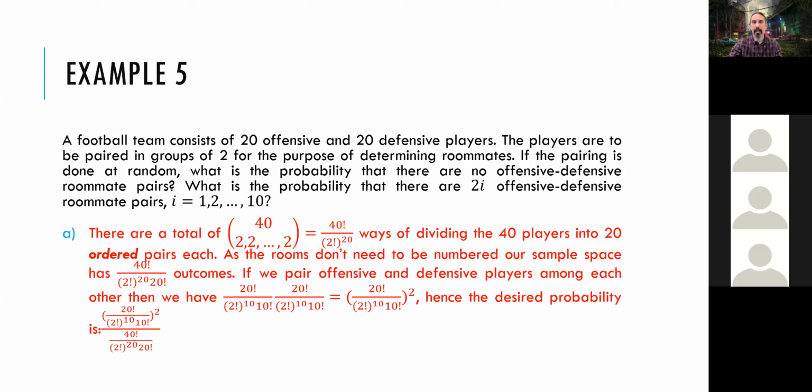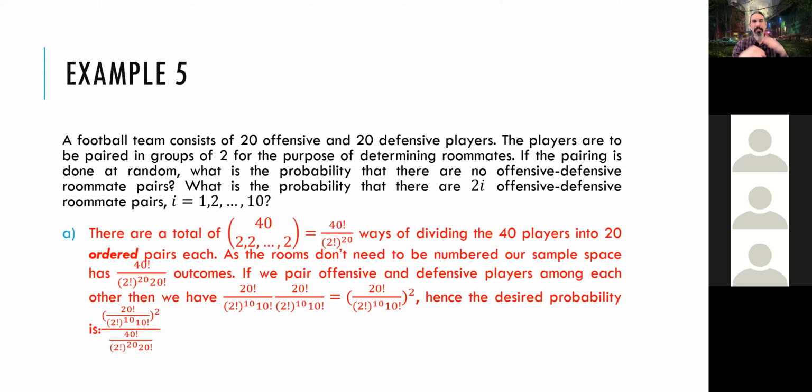So let's say that I am picking 2i offensive players and 2i defensive players. In how many ways can I do that? Easy. I'm picking out of 20 offensive players, so the combination of 2i out of 20, and the same for defensive, combination of 2i out of 20 again. I have picked my players.